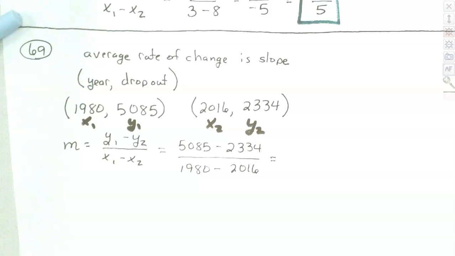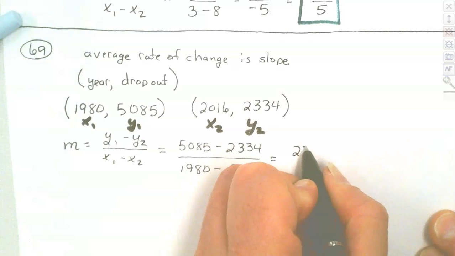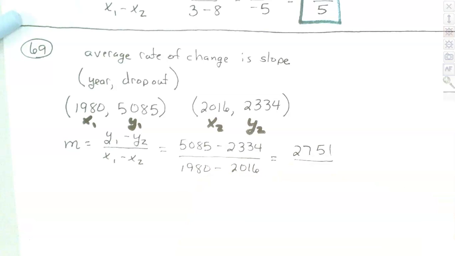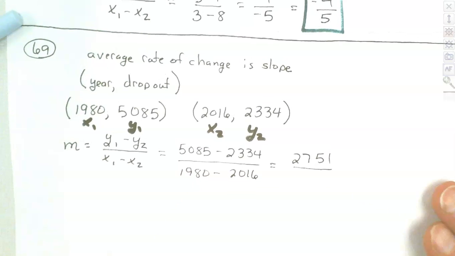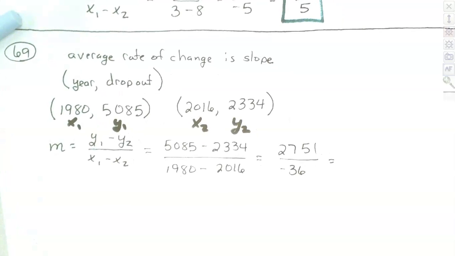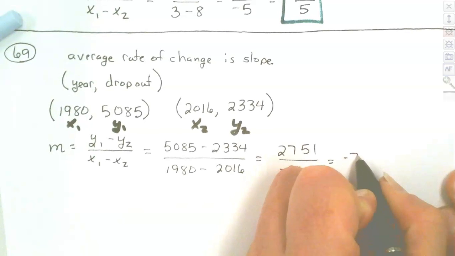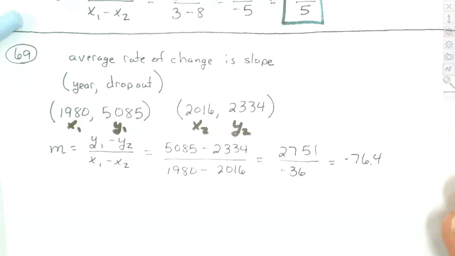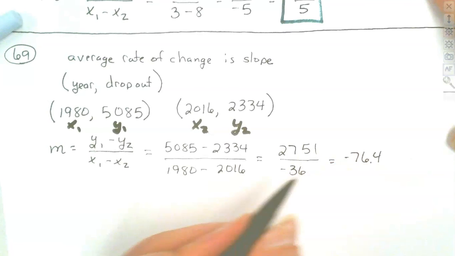So let's work it out and see what we get. We have 5,085 minus 2,334, and that gives you a difference of 2751. Down below, we've got 1980 minus 2016. That's a difference of minus 36. And then we divide those out, and that makes it a minus 76.4. And that's going to be 1,000 per year.